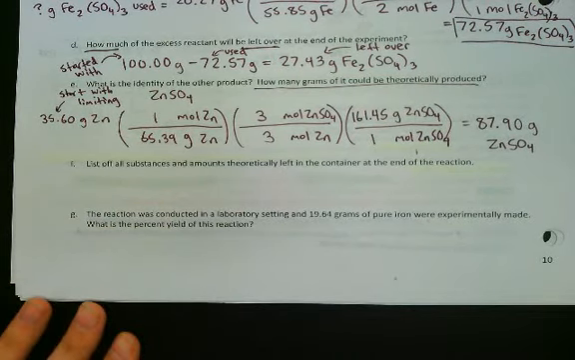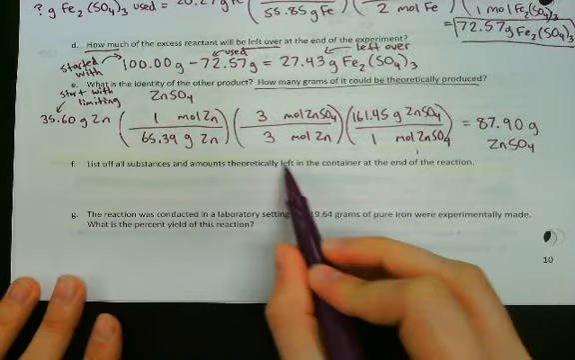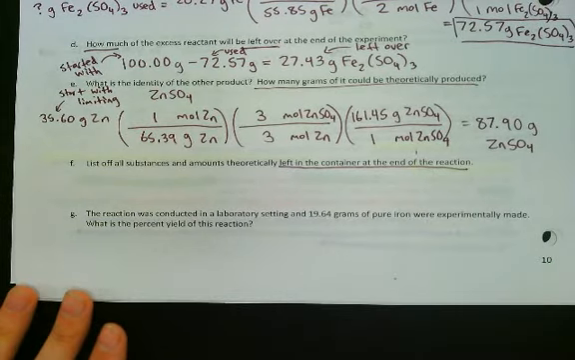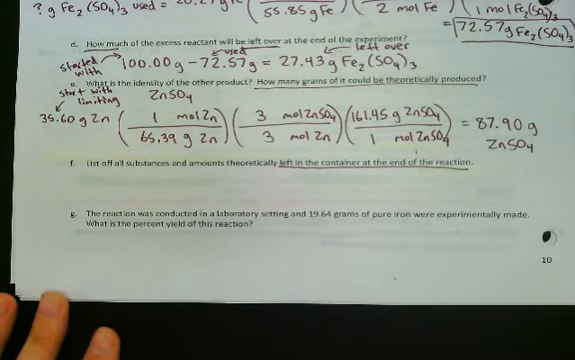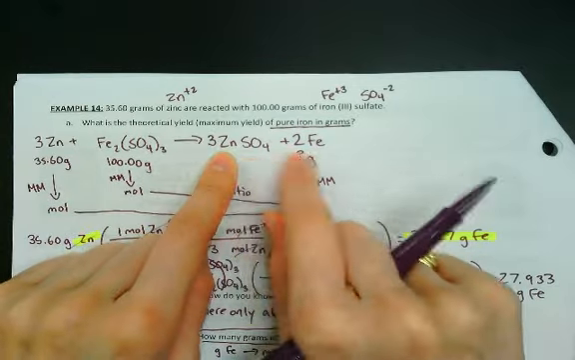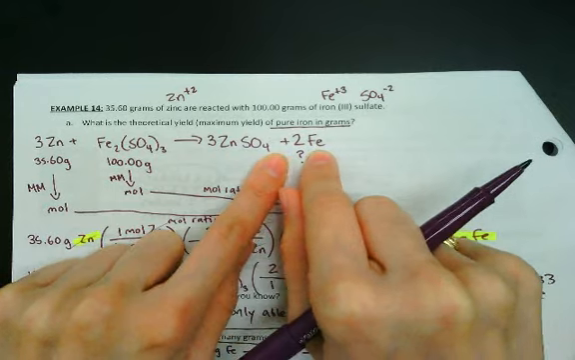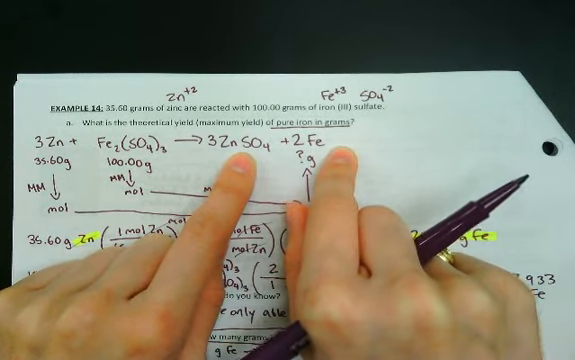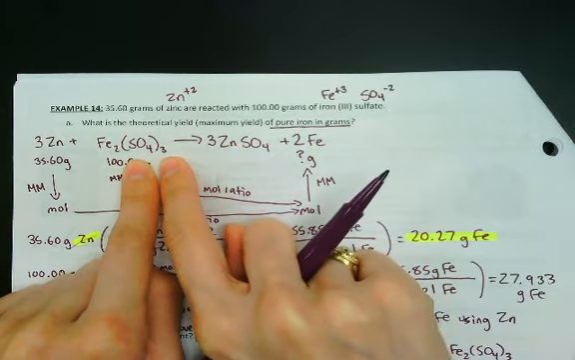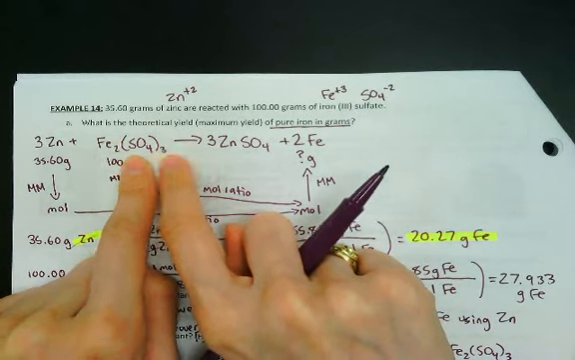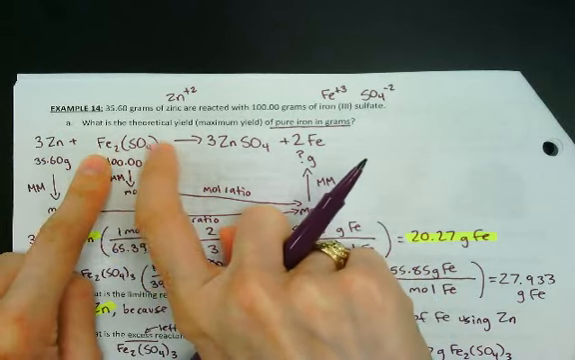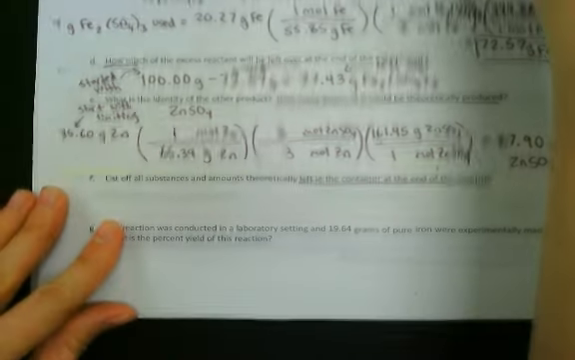Letter F says to list off all substances and amounts theoretically left in the container at the end of the reaction. So what is left in the container at the end of the reaction? We actually don't have to do any more calculations here. We already found it all out. So the only things that are going to be left are, of course, our products. We're going to make some zinc sulfate. We're going to make some iron, which we calculated how much we were going to make of each. The other thing that's going to be left is the leftover iron 3 sulfate that we did not use. So we didn't use up all of this. We used up all of our zinc, but we had some of this left over, and we already calculated that.